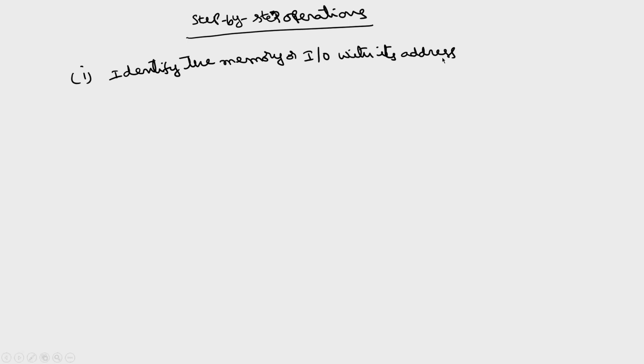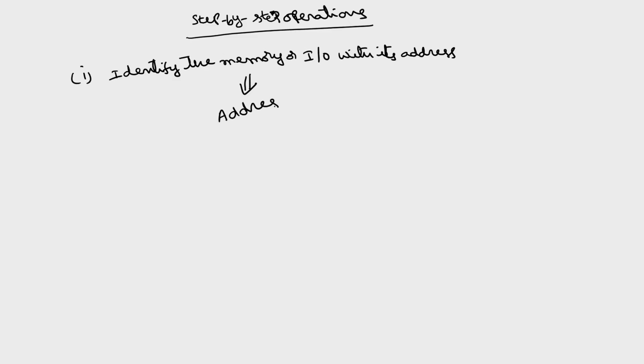This is something like, if you want to deliver some item to a house in a street, initially you have to find out the house number. So, this is all similar to that one. It has to identify the memory or I/O with its address. In order to achieve this operation, the microprocessor needs an address bus. Through the address bus, this operation will be performed. We know that in case of 8086, the address bus is a 20-bit address bus. So, the very first step is that the microprocessor has to identify the memory or I/O with its address.